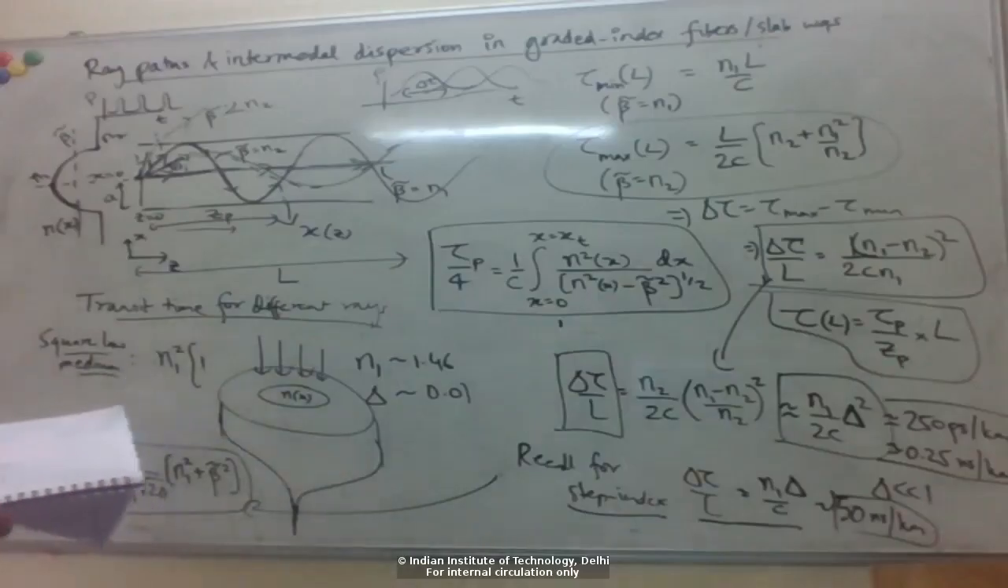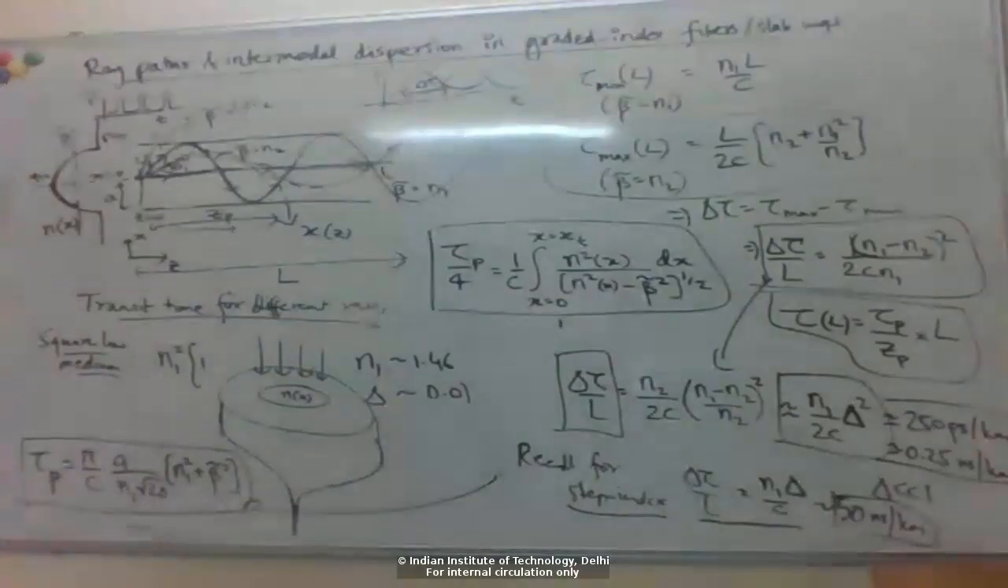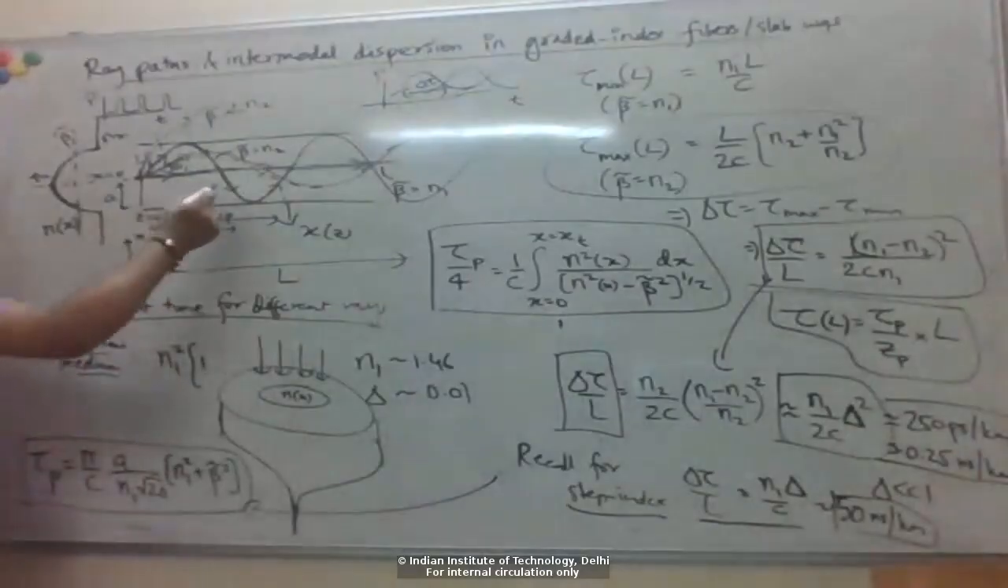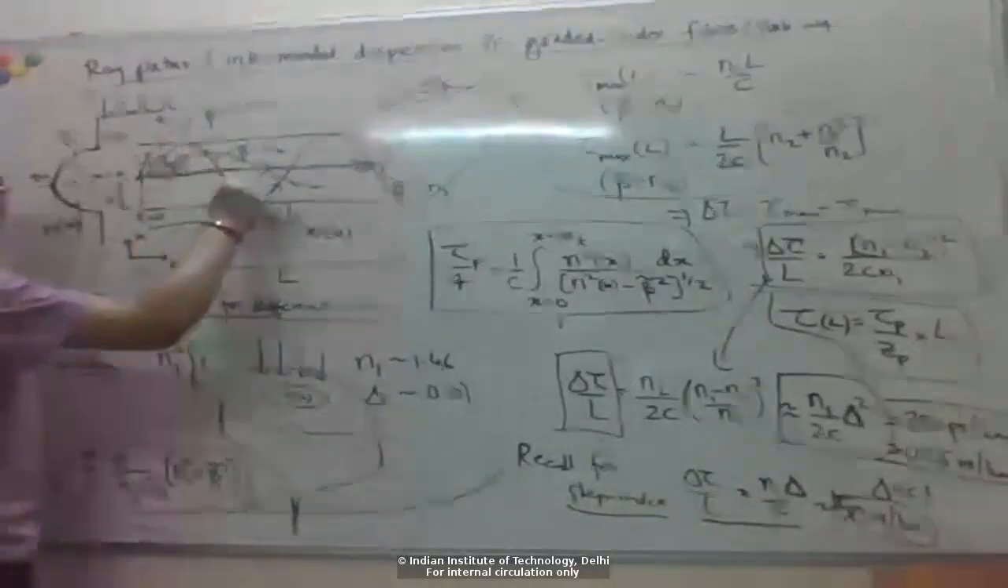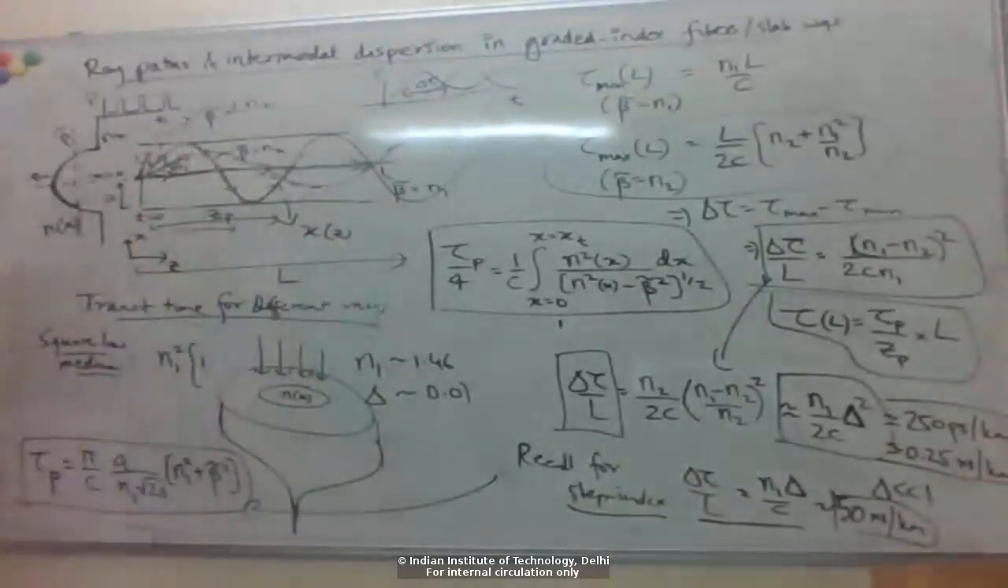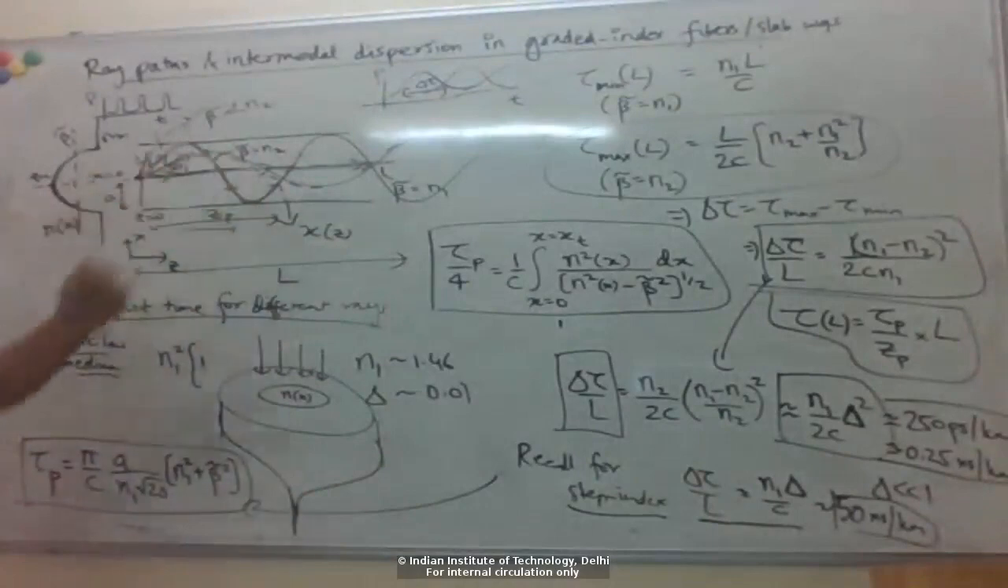Excuse me, sir. Yeah. So why is that beta corresponding to n2? Beta equal to n2 corresponds to the maximum time that is being taken. So from here you can see that it's traveling the maximum distance, at least, right? That's clear from here, right?